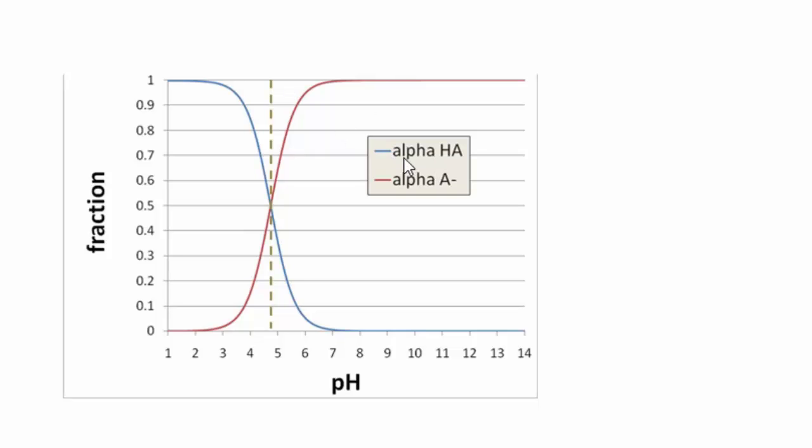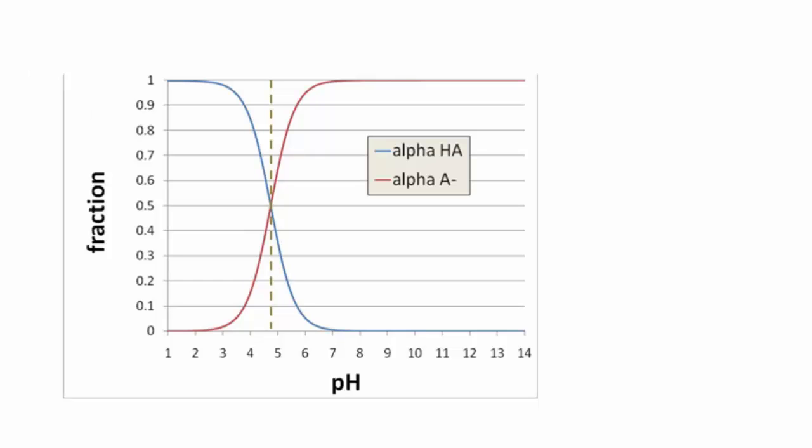Alpha is another word for fraction. So the blue curve is for the fraction that's in the protonated form. Red is for the fraction that's in the deprotonated form. And on the vertical axis, fraction just runs between 0 and 1. The fraction in the form, i.e. those curves, is plotted as a function of pH. So we can see how this diagram allows us to see how the fraction that's in the protonated and deprotonated form, how those fractions depend upon pH.